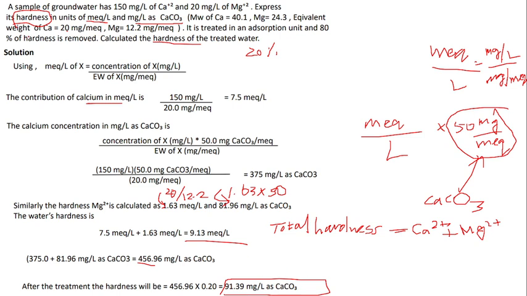It's very simple. All the data are given. First, you need to find milli equivalent per liter by using this formula, and you convert them to mg per liter as calcium carbonate by multiplying with 50. Then you add the calcium and the magnesium hardness to arrive at the total hardness. Now the removal percentage is given, so multiply it with 0.2 to find the amount of hardness present in the treated water.